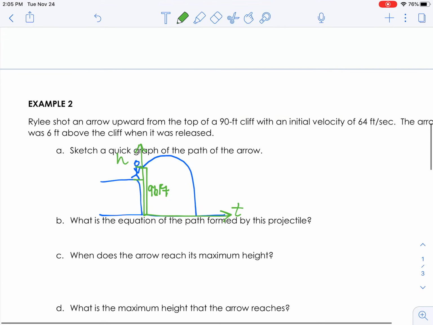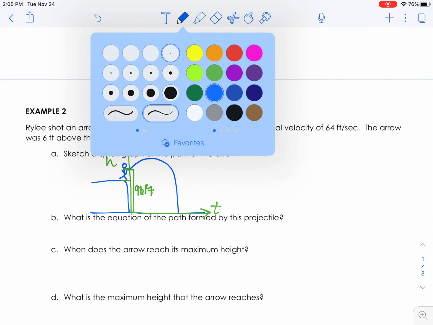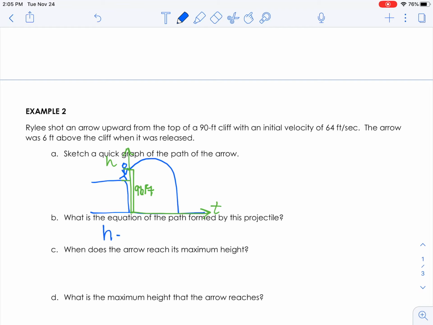Okay. What is the equation of the path formed by this projectile? So we know it's always h equals negative 16t squared plus the initial velocity times t plus that initial height. Now our initial height is the 96, right? It's from zero. How far from zero from the ground? Well, they're 96 feet when you count the 90-foot cliff and the 6 feet above that.